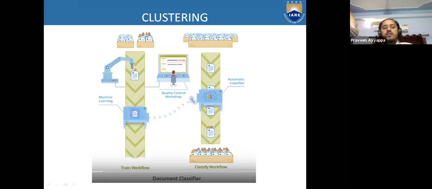Okay, so different algorithms will be applied here in order to automatically classify them, and this is the classification workflow, and the documents are going to be classified here at the bottom, and here we are going to control the quality control workshop. If the quality does not exist, then once again the repetition of the step will take place until the qualitative cluster forms, a cluster of documents.